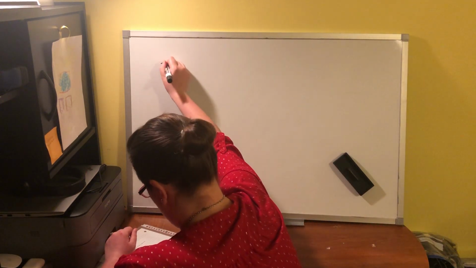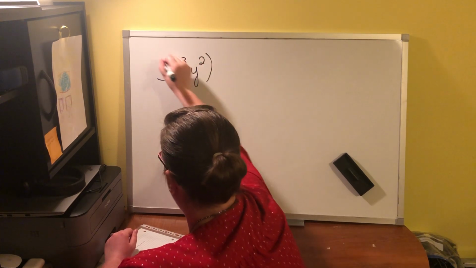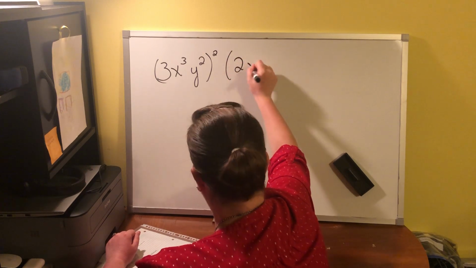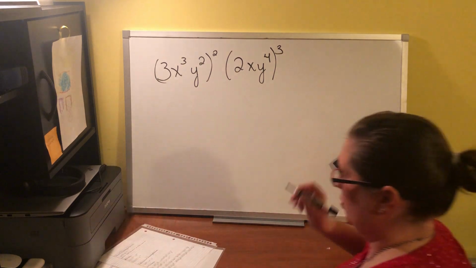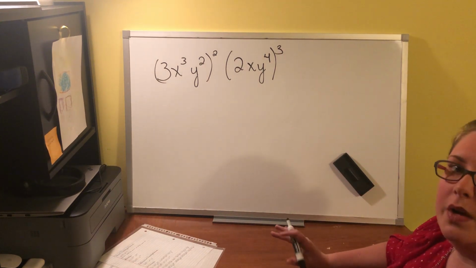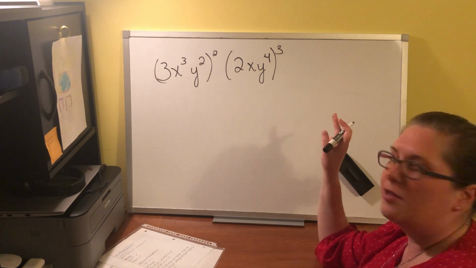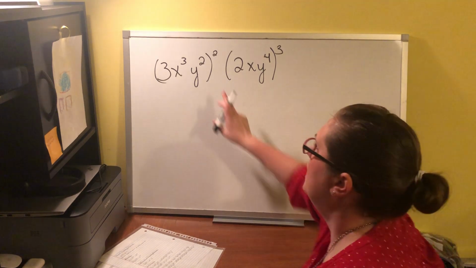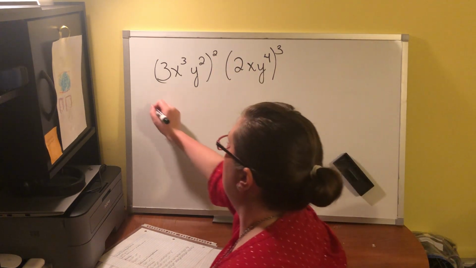So let's look at 3x cubed, y squared, and this whole thing is being squared. And let's look at 2xy to the 4th cubed. So it's a large one. We're going to take it one step at a time. Okay? The 2 and the 3 are letting us know that we need to use that distributive property. The exponents here let us know we need to distribute. So we're going to go ahead and separate this.